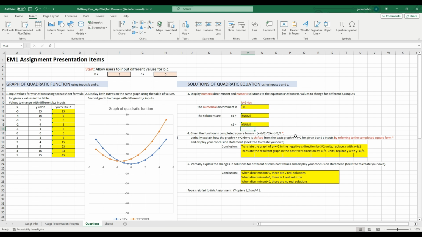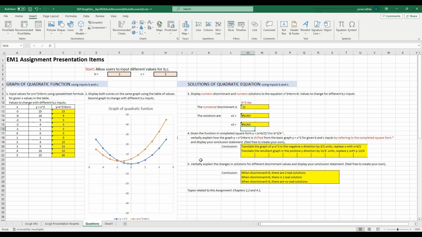Moving on to question 4, where they ask me how the graph is shifted from the basic graph of y equals x squared. For this, I just need to translate the graph of y equals x squared in the negative x direction by 3.5 units, replacing x with x plus 3 over 2. And next, I have to translate the resultant graph in the positive y direction by 11 over 4 units, replacing y with y minus 11 over 4.